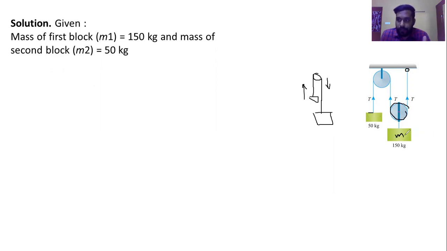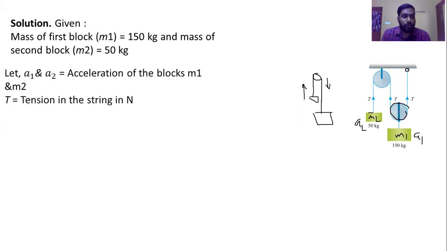Of course the two blocks will have two different accelerations. If this block is M1 it will have an acceleration A1, and this is M2, it will have an acceleration A2. So A1 and A2 are different, but there should be a relationship between these two accelerations. We need to find out what the relationship is. Let A1 and A2 be the accelerations of blocks M1 and M2. There is only one string, so the tension will be only one. We need to find the tension.